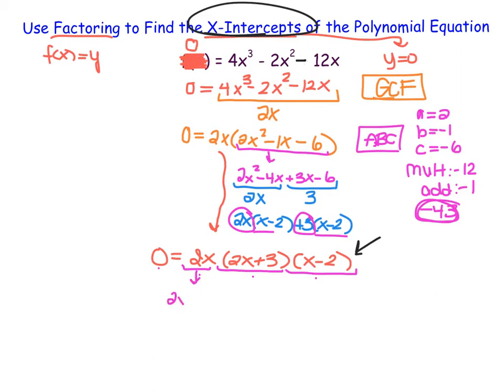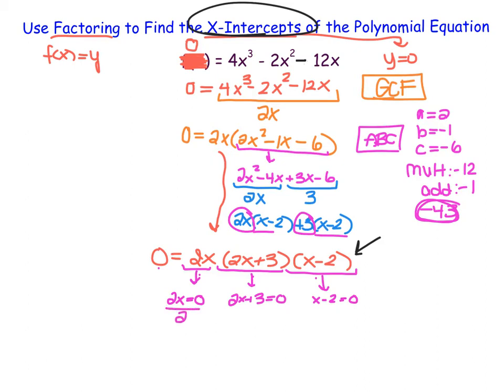One occurs when that 2x is equal to 0. One occurs when 2x + 3 is equal to 0. And one occurs when x - 2 is equal to 0. If any of those 3 components equals 0, then the whole thing will be true. So we solve each one.